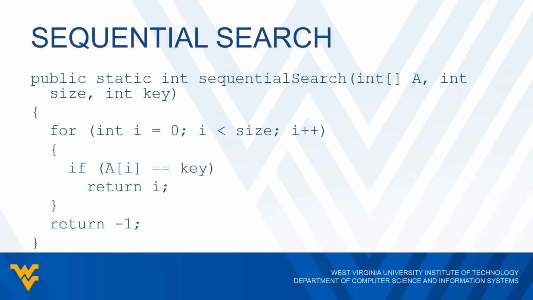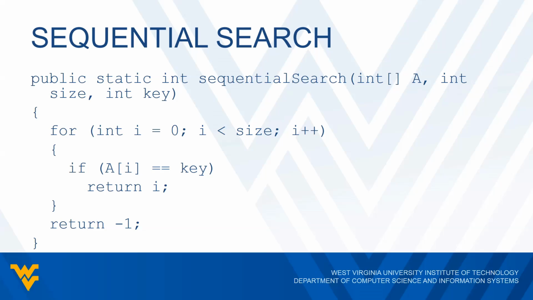Here's our code for the sequential search algorithm, and I believe we actually went over this in CS 121. So we pass the array, which we call A, the size of the array, or the current number of elements in there, and then the key, which is the element that we want to find. So what we have in here is a simple for loop where we have i as our loop control variable. We start at 0, and we keep going as long as i is less than the size of the array.